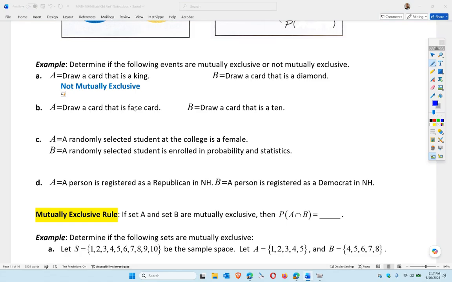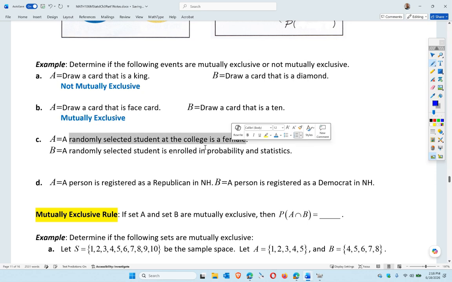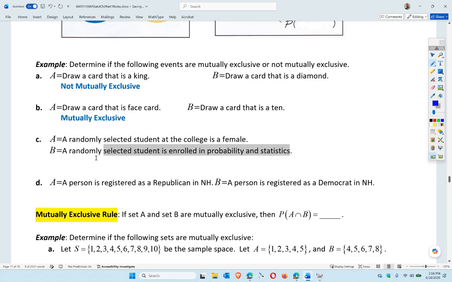However, okay, let's say you draw a card. Can it be a face card and a 10? No, you can be a face card or a 10. Remember, a face card is the royalty, which is Jack, Queen, King, right? So that is mutually exclusive. You can be one or the other. Can a student be a female and be enrolled in Probability and Stats at the same time? Yes, they can. So that's not mutually exclusive.